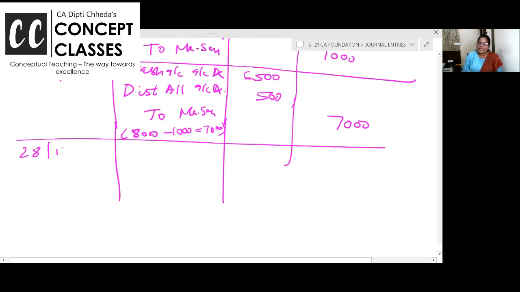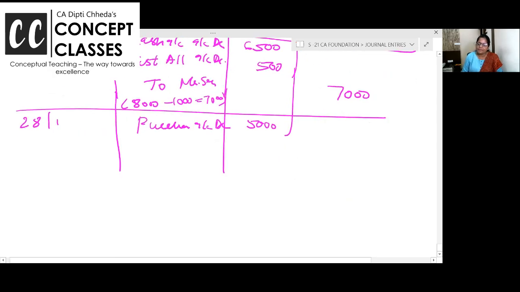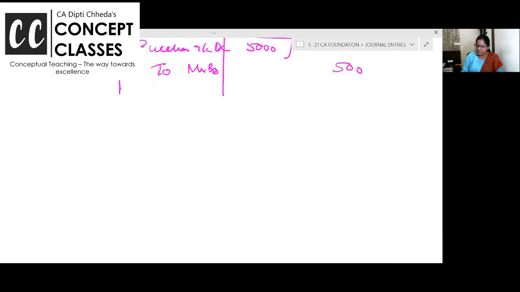Now, 22nd of January, bought the goods from Bose on credit. Purchases account debit because goods are coming in. To Mr. Bose.